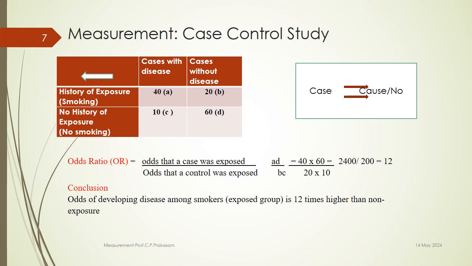From these cases, we are identifying the smoking. Then we find out the odds ratio: the odds that a case was exposed divided by the odds that a control was exposed. That is AD by BC, equal to 40 multiplied by 60 divided by 20 multiplied by 10. That will give you 12. What is the conclusion? The odds of developing a disease among the smokers, odds of developing a disease.